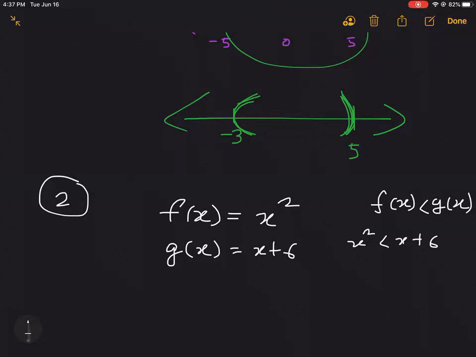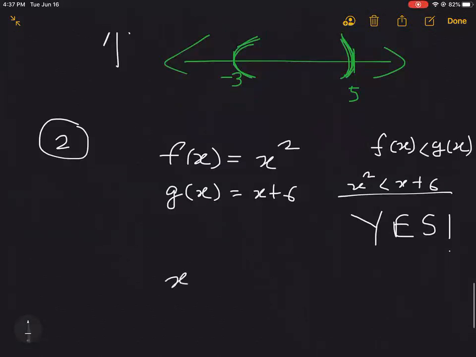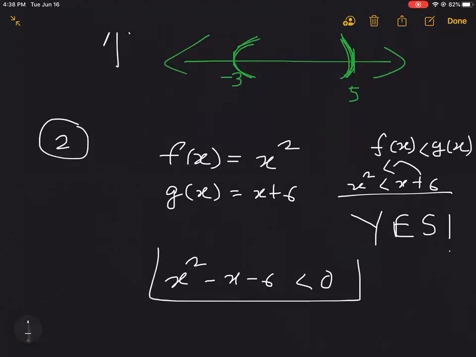So the first question is, can we repeat the same process as we have done in problem 1? And the answer is yes, we can do that. So we can change sides for this. We can write it like this: x squared minus x minus 6 less than 0, right? If we change sides, we get this, and this looks pretty similar to the first problem. So you can actually repeat the same process.